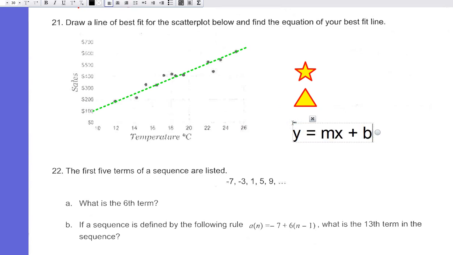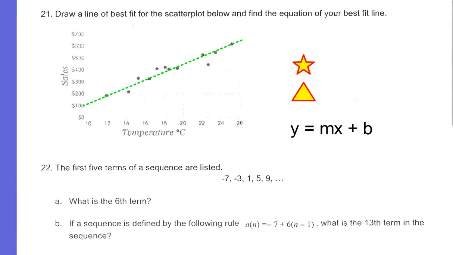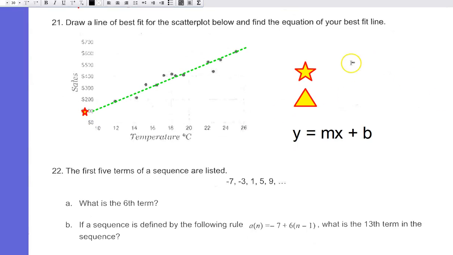mx plus b. Okay, so I'm going to figure out where it starts. I'm going to figure out how fast it's changing. If I know those 2 things, then I'll know what the line is. Okay, and it's really not that bad. Where does the line start? Starts at 100. Okay, so I know my equation starts at 100.